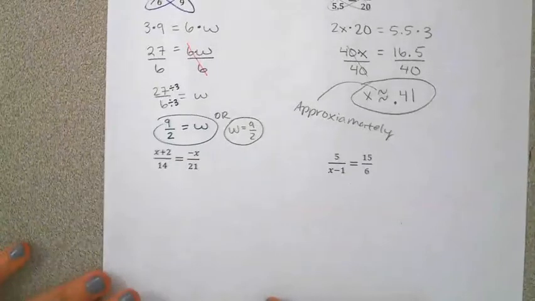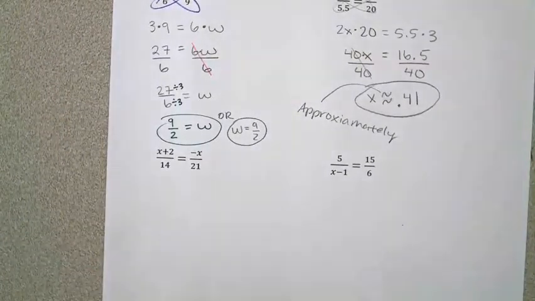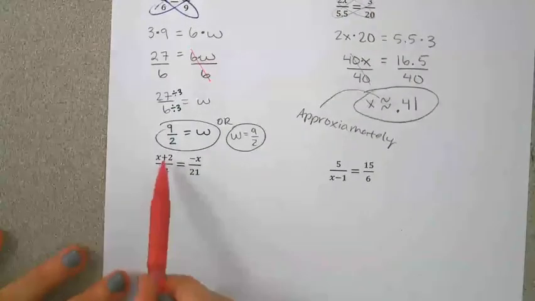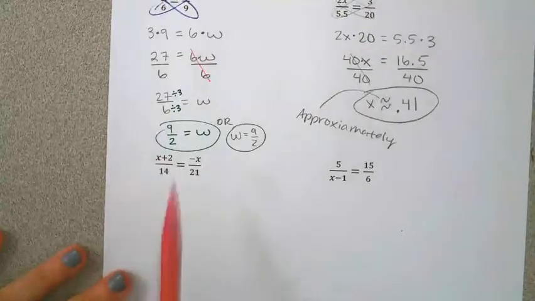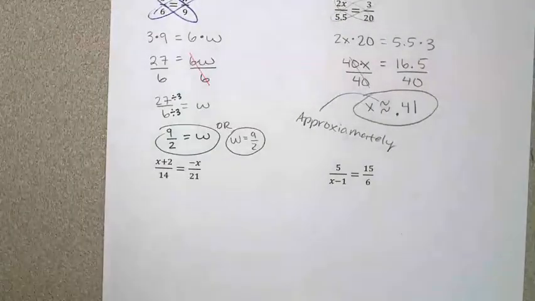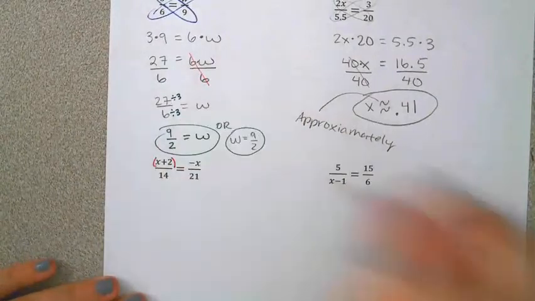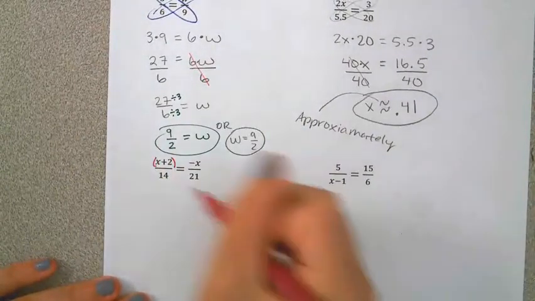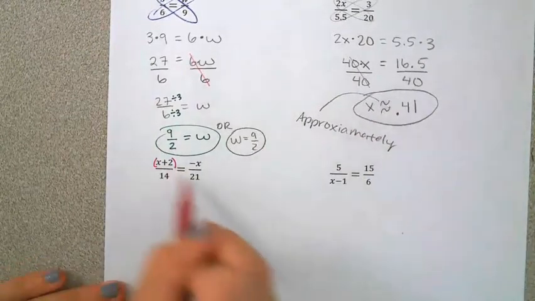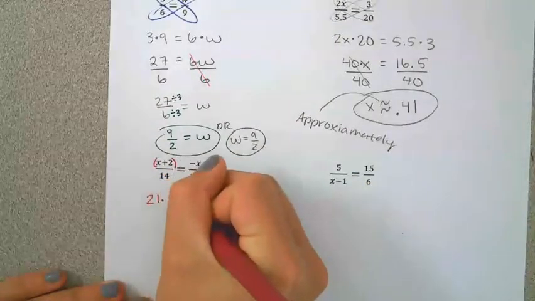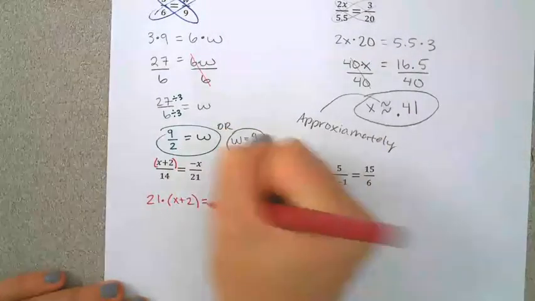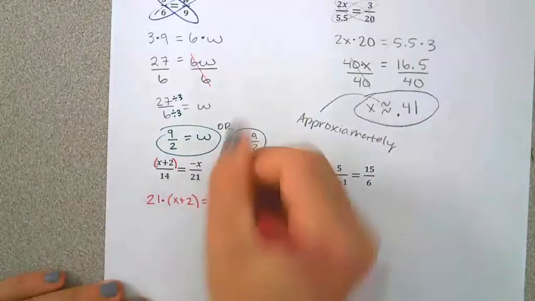So here, this one's a little bit different because you can see we have two variables and we also have a lot of stuff in the numerator here. So when we have two terms in the numerator, these are all connected. So we should put parentheses around them to help us keep them together. So when we do the multiplication and we go across here, it's going to be 21 times the quantity x plus 2. And that is equal to negative x times 14.